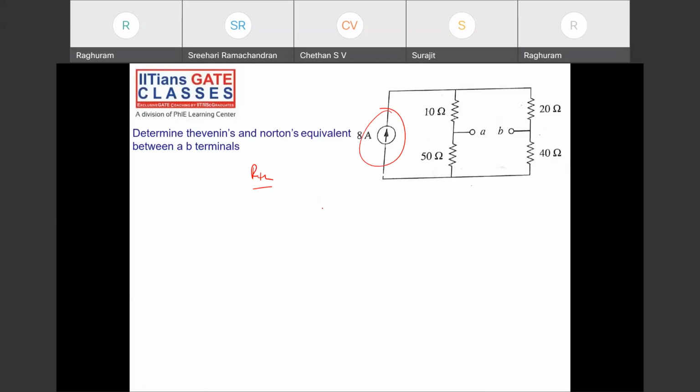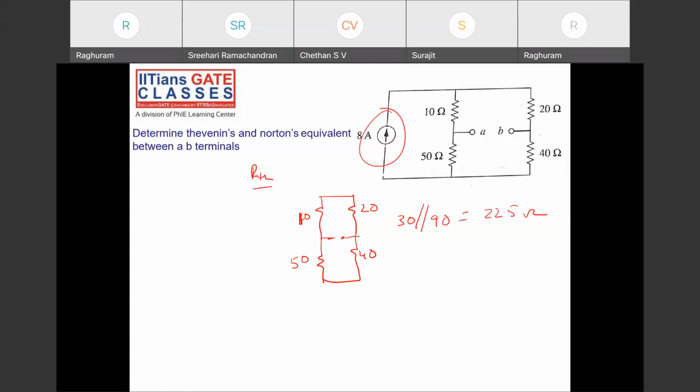Open this current source. You'll have something like this. 10, 20, 50 and 40. 10 and 20 are in series, which is parallel with the 40 and 50. So 30 parallel with 90. 22.5 ohms. Okay. Now you can either find V Thevenin or I Norton.